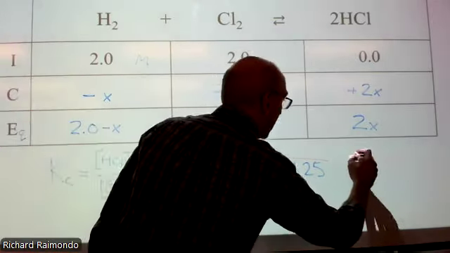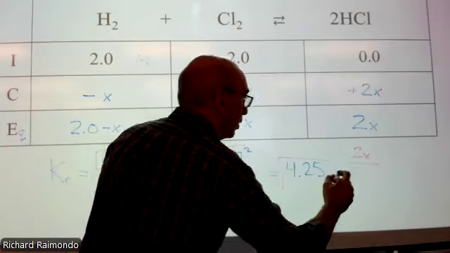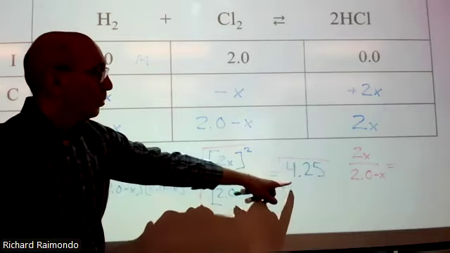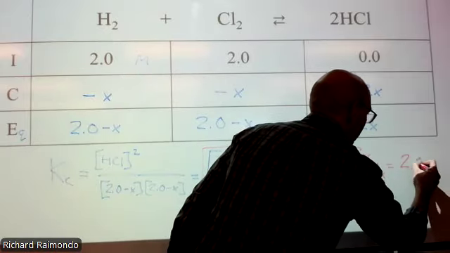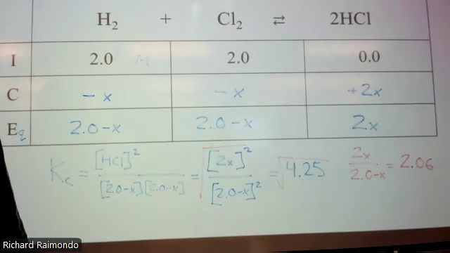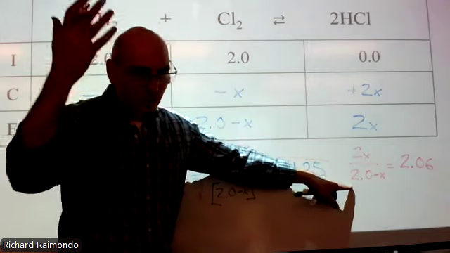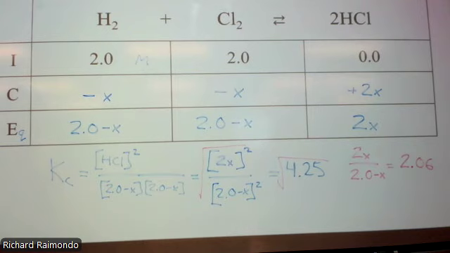and say, all right, well, now I know that 2x divided by 2.0 minus x equals the square root of 4.25, which is 2.06. I didn't do that in my head, I knew it from before. And now we'll just have an algebra 1 question, right? We can solve this for x. So go ahead and solve it for x. Is that algebra 1 or 2? That's algebra 1. 1.5.